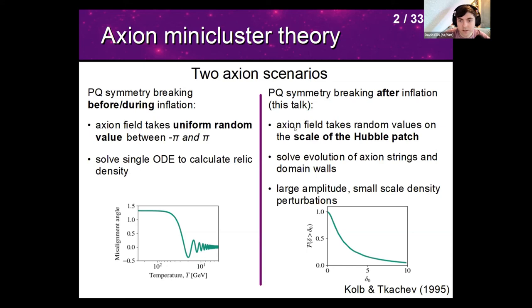What happens is that the axion field takes on random values on scales of the Hubble patch. And where these different values meet, we have topological defects such as axion strings and domain walls. These are much more difficult to evolve and calculate, and they heavily impact the resulting relic density. But what's important is that the decay of these objects results in very large amplitude, small scale density perturbations. So what we have is very dense, what we call axion minicluster seeds, that later collapse together to form axion miniclusters.